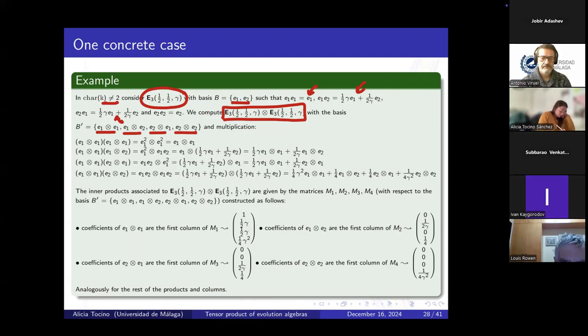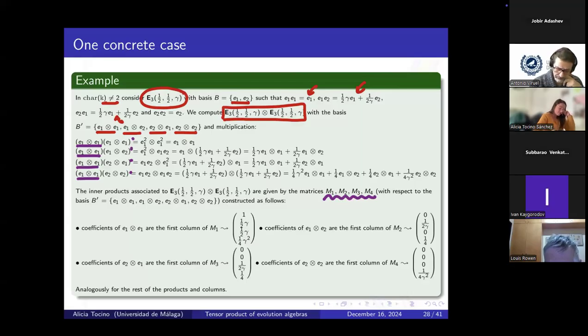I have only given the first of them, so here I have always E1 times E1, and we should have to continue. But this is just to let you know how this works. So we multiply by all of them, and we compute the inner products that I was talking about at the beginning of the talk, which give the Gram matrices M1, M2, M3.